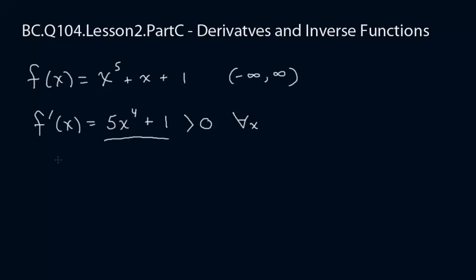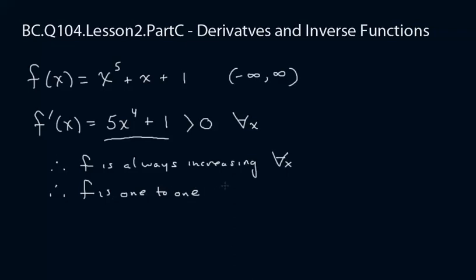Now, why is that important? Think about it. If the derivative is always positive, what is that telling us about the function itself? It's telling us that the function f is always increasing. It's always getting bigger for all x because the derivative is always positive. And therefore, this will pass the horizontal line test. The formal way to say that is f is 1 to 1.